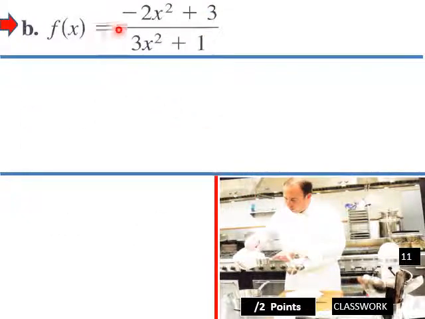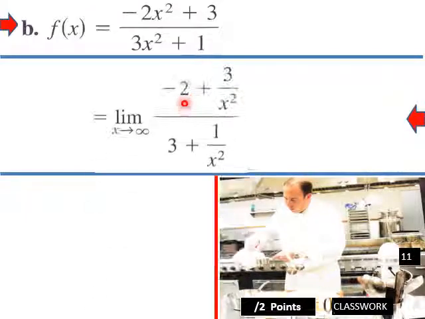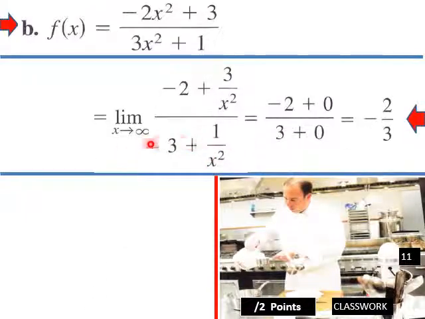Okay, so for b here, negative 2x squared plus 3 over 3x squared plus 1, when we take x going to infinity, again we end up with a complex fraction. We're going to divide through by x squared on each one of these. This goes away, then we have 1 over x squared, then we have 3 over x squared here, and this becomes negative 2 over 3. So this becomes negative 2/3 when we take this limit as x goes to infinity.